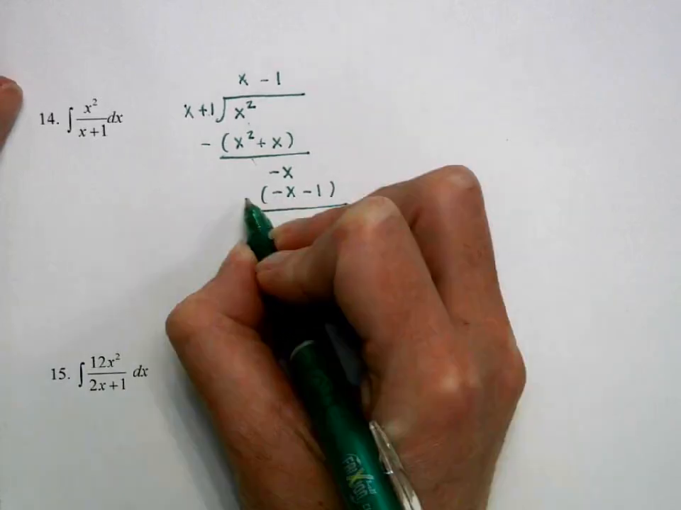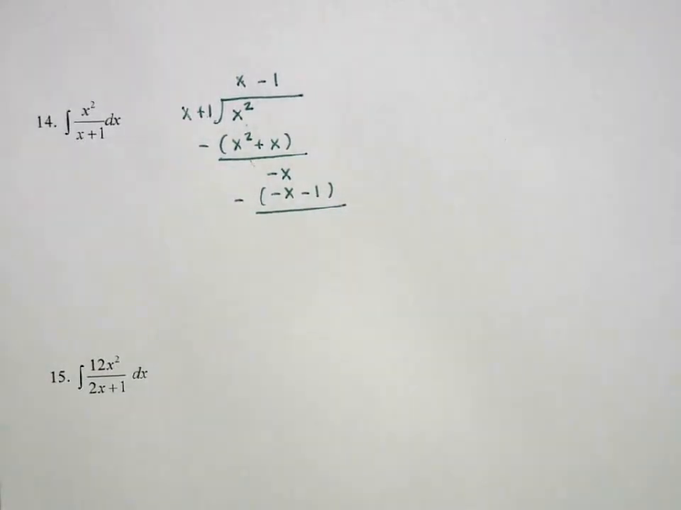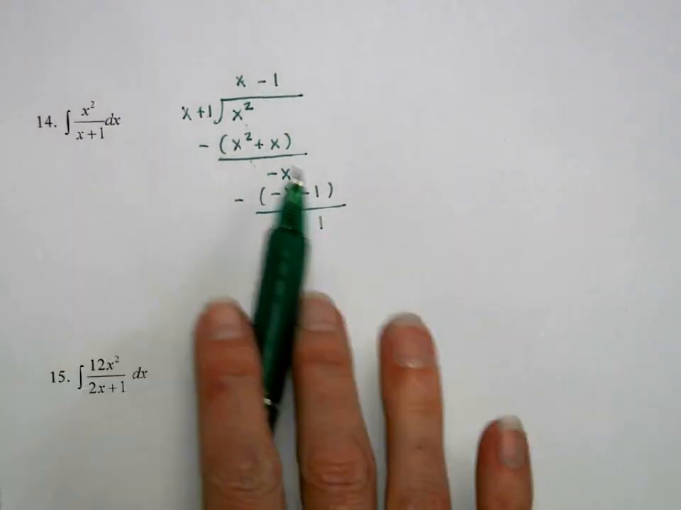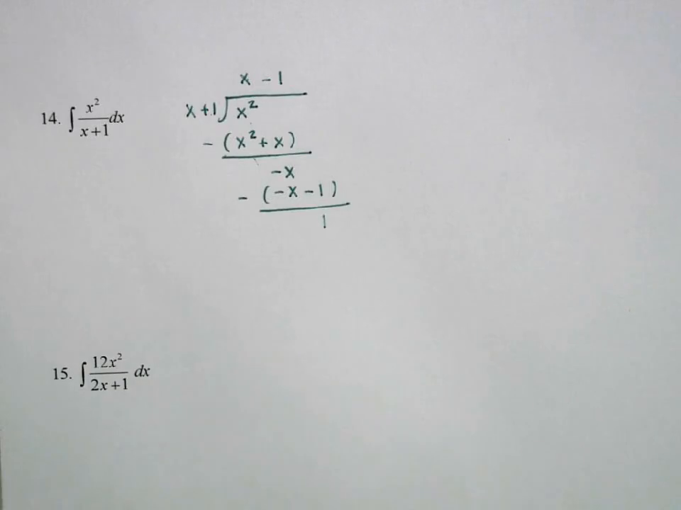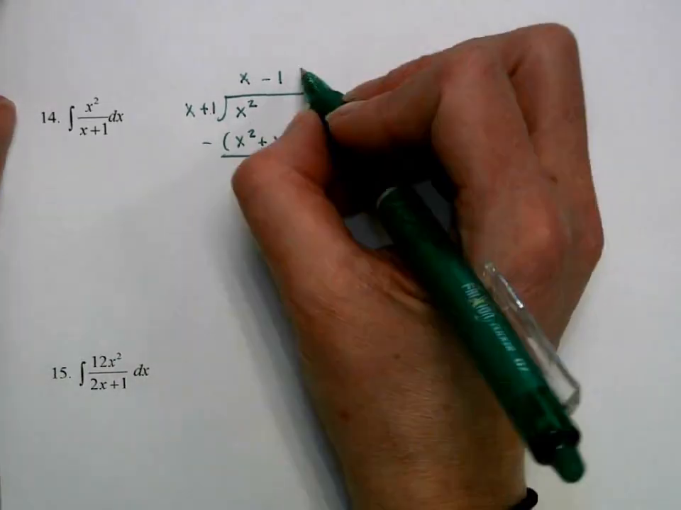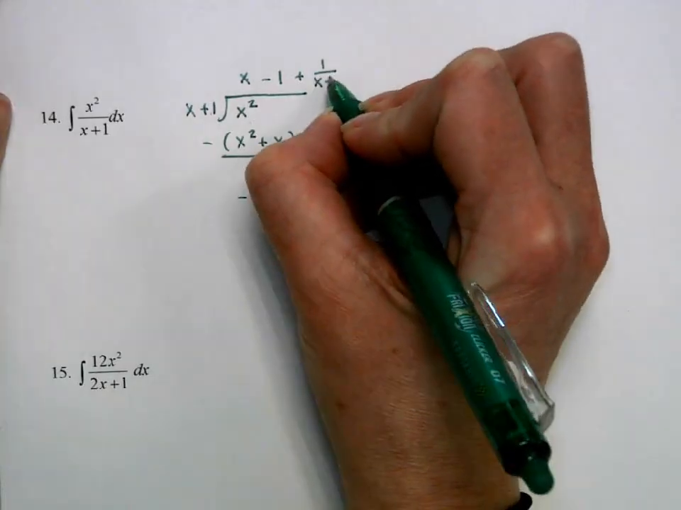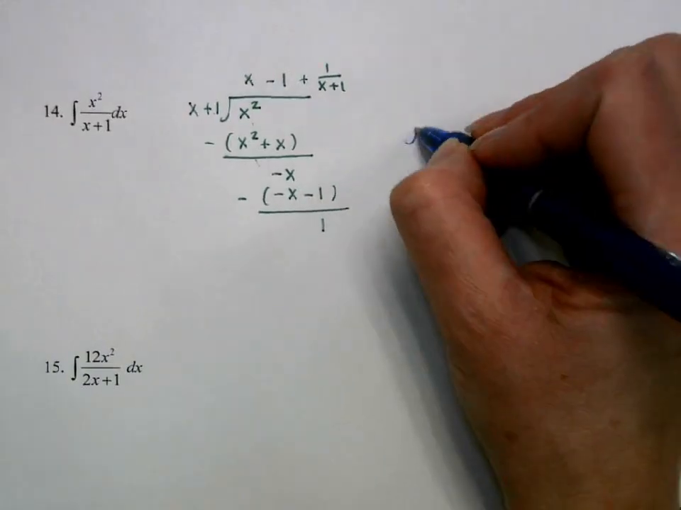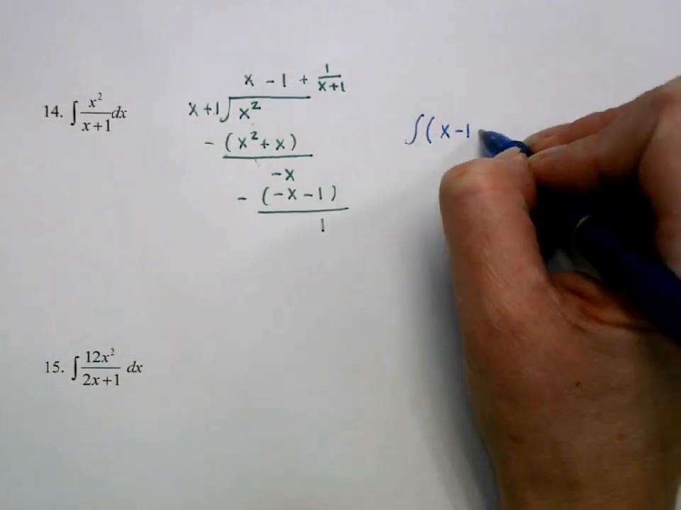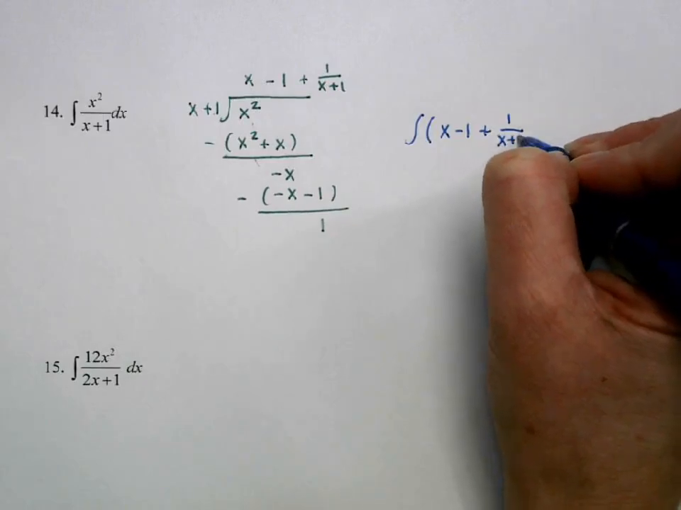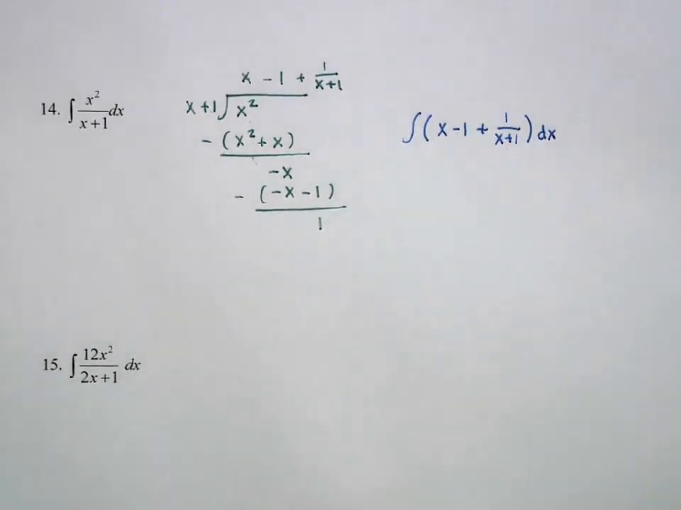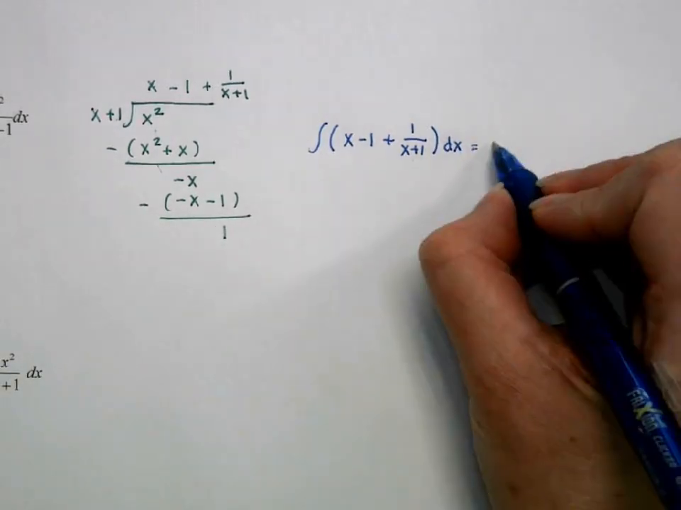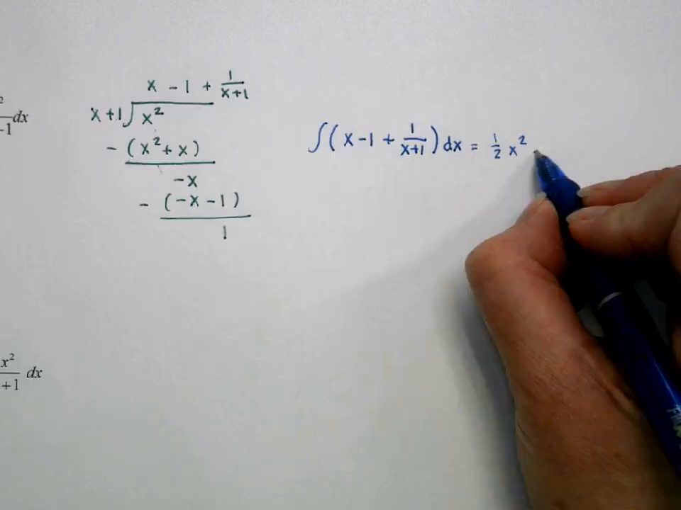All right, a negative x minus a negative x is 0. That's the good news. 0 minus negative 1 is 1. I can't multiply x by something to get 1 without it being a rational function. So my remainder is 1 over x plus 1. And that's our new form of the integral. Okay, the whole point of that algebra is just to break it down into something we can integrate. So we get 1/2 x squared minus x, and then another natural log.